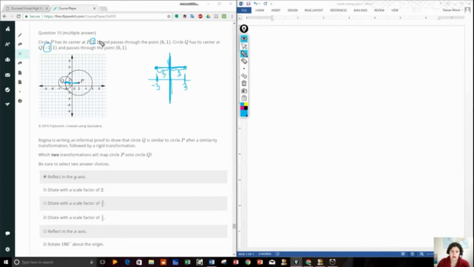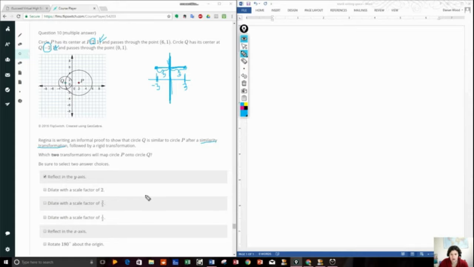And the other thing that allows me to do the y-axis transformation is because they have the same y-coordinate. So that means they lie along this same horizontal line. So that is why I would select reflect in the y-axis. And then that takes care of our rigid transformation. So now I'm looking for the similarity transformation, which is a dilation factor.